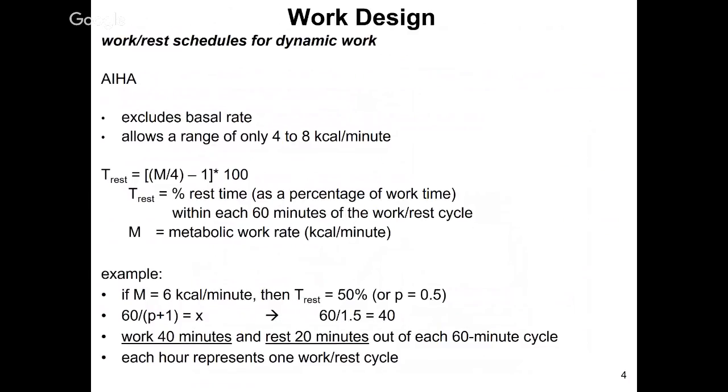All right, so AIHA has some recommendations on work rest schedules. Their method only allows for a range of 4 to 8 kilocalories per minute. And we'll see the example that we're going to go over is in that range, so we can use it. But if you do an analysis for a task that is outside of 4 to 8, then you won't be able to use this. And that's fine. You actually, for the assignment, you don't need to. But what you do is, M is that metabolic rate of hopefully between 4 to 8 kilocalories per minute.